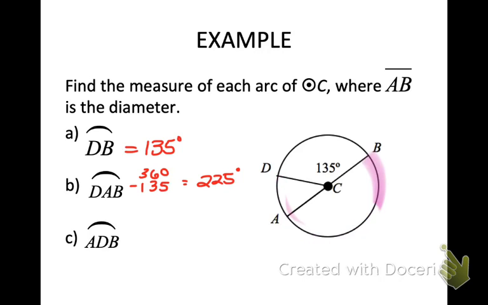All right. Now let's find ADB. So start at A, go through D, end at B.